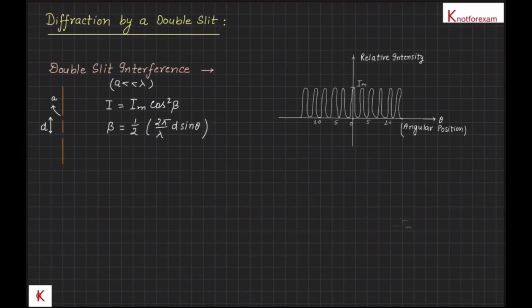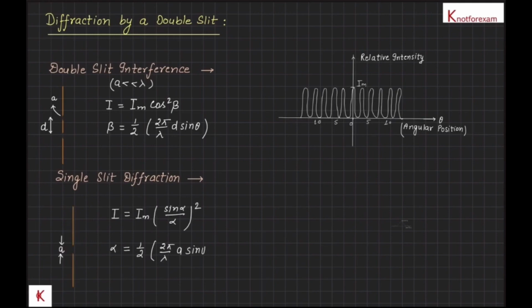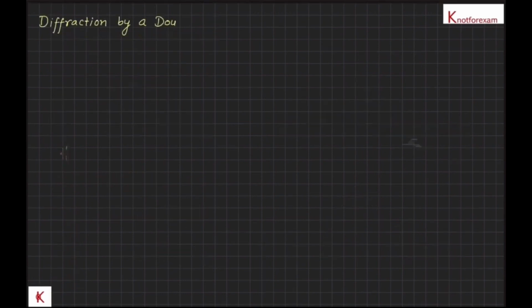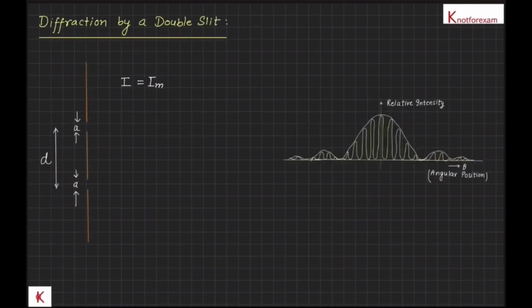And for single slit diffraction for slit width a, the intensity at angular position theta is given as Im sin alpha upon alpha square, where alpha is equal to half 2 pi by lambda into a sin theta. By superposition of the above two, we can relate that the intensity at angular position theta is given as I is equal to Im cos square beta into sin alpha upon alpha square, where beta is equal to half 2 pi by lambda d sin theta, and alpha is equal to half 2 pi by lambda a sin theta.